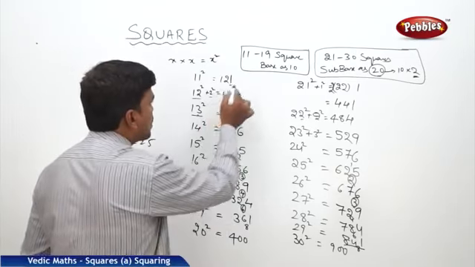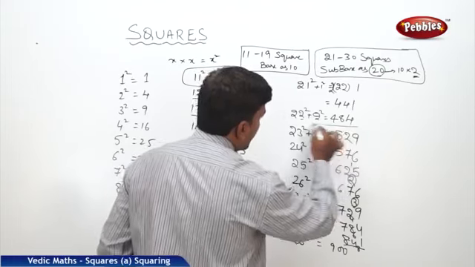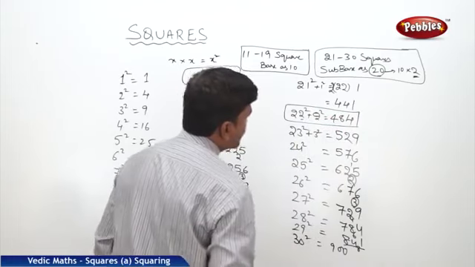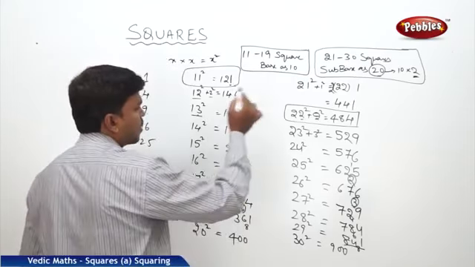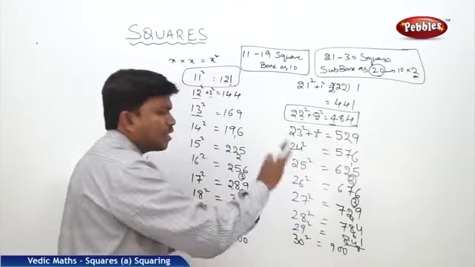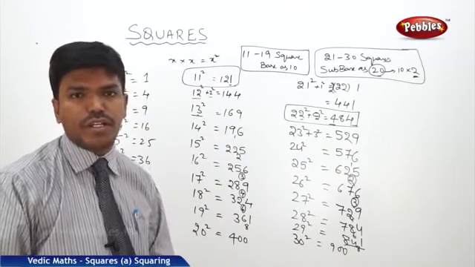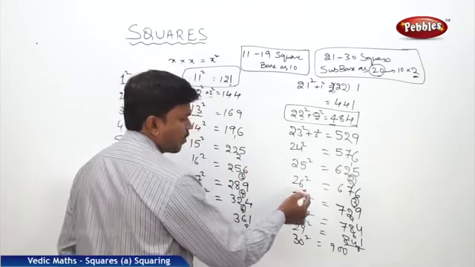The same logic is applied to 22 square also. But here, 2 square is how much? 4. So 4 here, 4 here, and in the middle, double of 4. So 484.